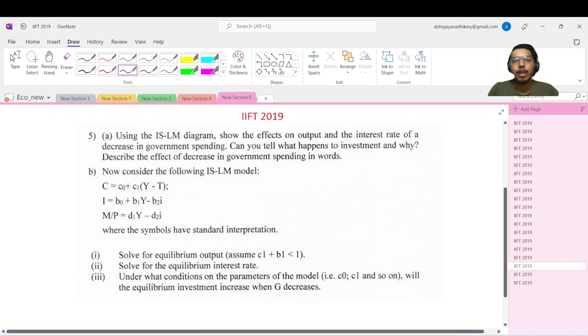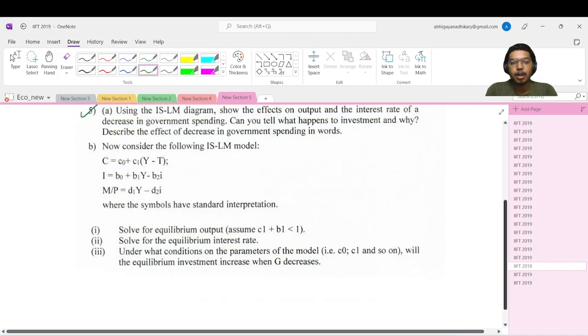Today we are looking at the IIFT MC Economics Entrance 2019 paper, question number 5. Using the ISLM model, show the effect on output and interest rate of a decrease in government spending. Can you tell what happens to investment and why? Describe the effect of decrease in government spending in words. We need to use the ISLM diagram for this part.